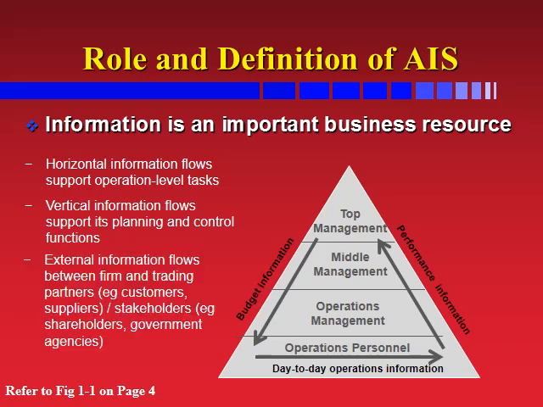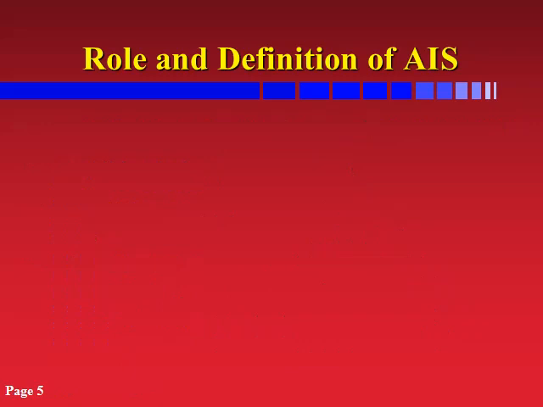Now, the third flow of information represents exchanges between the organization and users in the external environment. These include customer sales and billing information to customers, who are the firm's trading partners, and financial statements to shareholders and ACRA, who are the firm's stakeholders.